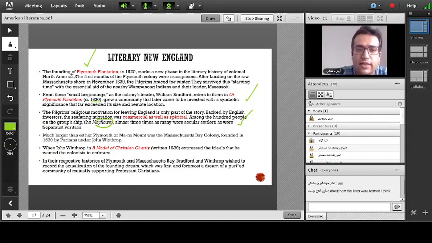So I told you that in 1620, this Plymouth colony was formed by the Pilgrims. And I told you at the beginning of the class that 10 years later, the Puritans also came to the United States and they went to Massachusetts Bay.